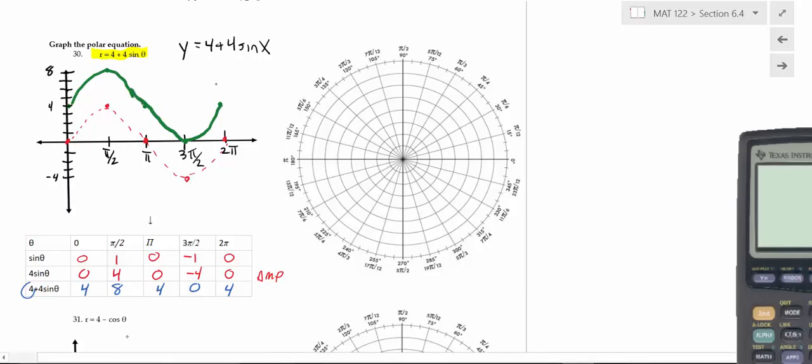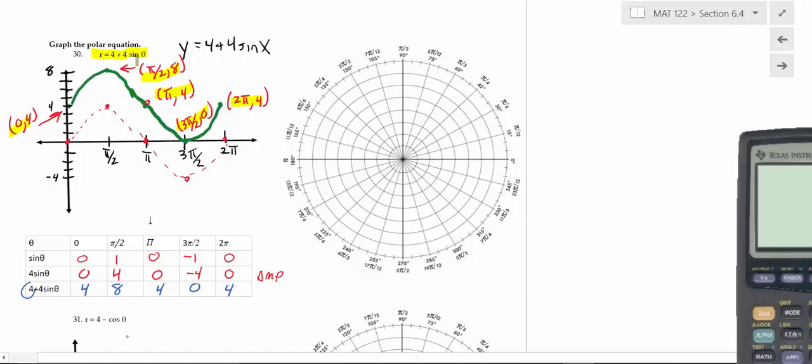Now I'm also going to write these points here. So this point is 0, 4. This point here is pi over 2, 8. This point here is pi, 4. This point here is 3 pi over 2, 0. And then this point here is 2 pi, 4. And then I'm going to highlight these because we're actually going to move those to a polar graph. Okay, and this is kind of a methodology that's kind of interesting to have students look at.